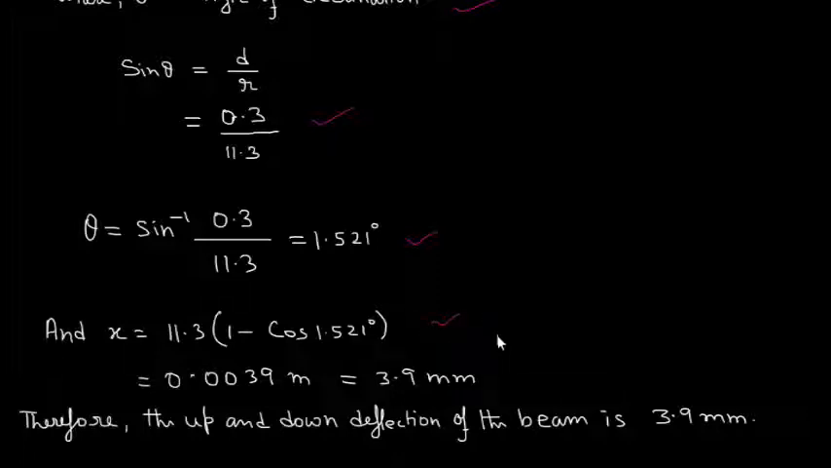1.521 degrees. Upon solving, we get 0.0039 meter, which is equal to 0.39 millimeter. Therefore, the up and down deflection of the beam is 0.39 millimeter. Let us see the next problem.